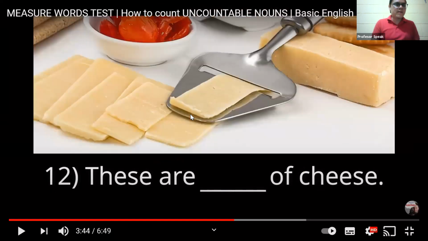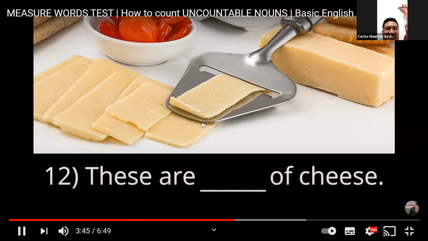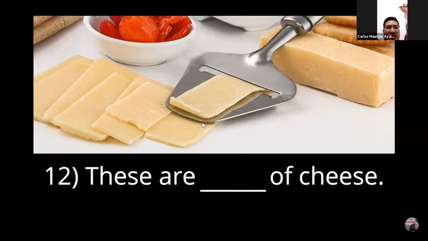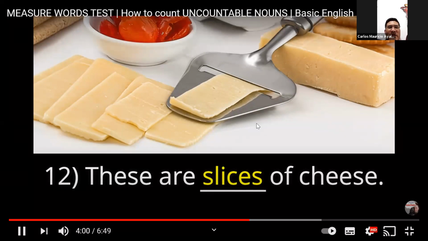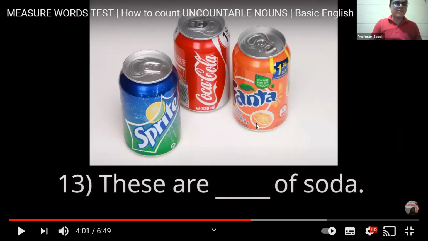Number 12. Okay, Carlos Ayala. These are slices of cheese. Okay, let's check it out. A slice or slices? Slices. Okay. And the answer is, these are slices of cheese. Okay, number 13. Okay, Veronica. An easy one for you.